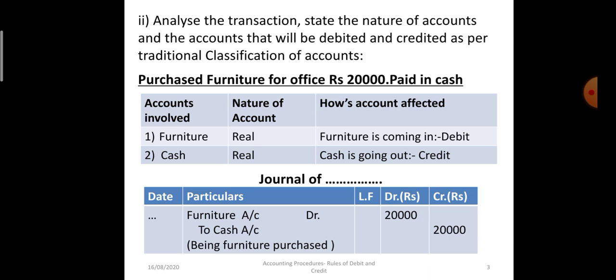Okay, all of you just go through this, right? Two accounts involved, furniture and cash, both are real accounts. Furniture is debited because furniture is coming into the business. Cash is going out of the business, so cash is credited.